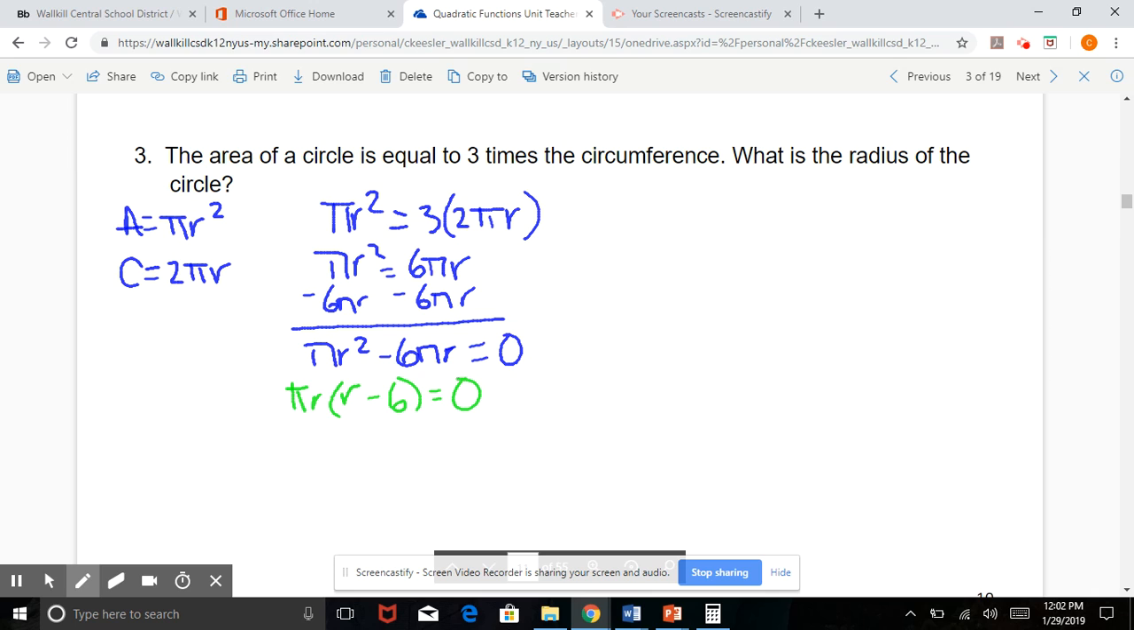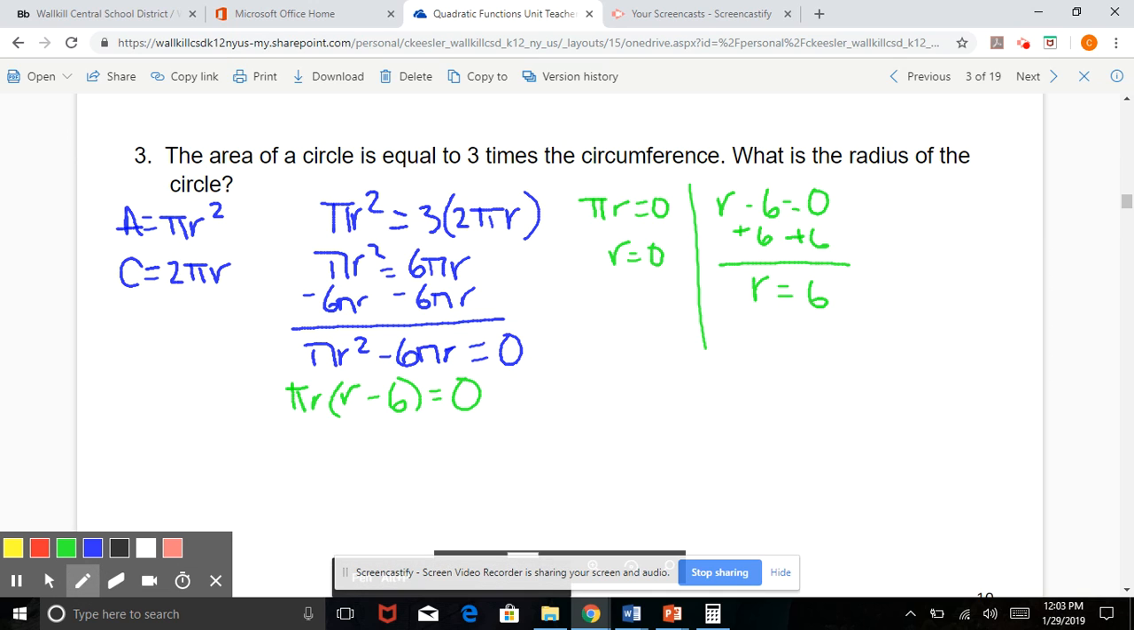So now we set our two terms equal to 0. Pi r can equal 0, or r minus 6 equals 0. If pi r equals 0, then r equals 0, because to get it equal to 0, you have to have pi times 0. On the opposite side, you would add 6. So the radius has to be 6.